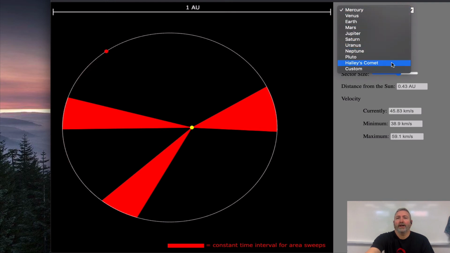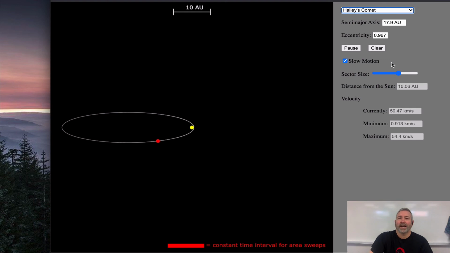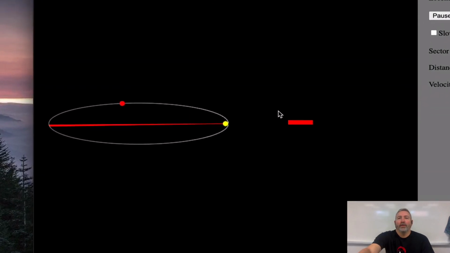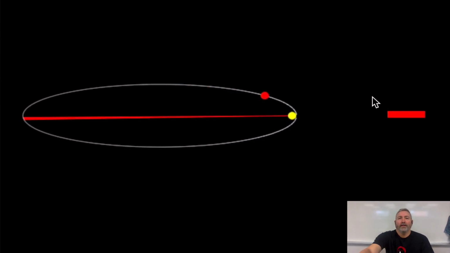When we get a really eccentric orbit, like Halley's Comet, which shows up once every 76 years, when it's really far away, it's moving really slowly. We can see here that it doesn't move very fast. In fact, I can speed this up a little bit, and it really doesn't move very fast at all. But as it approaches, it speeds up and speeds up and speeds up. And when we get really close, then it whips around. So that area of red is the same area, but it goes a lot farther in the same time when it's close.